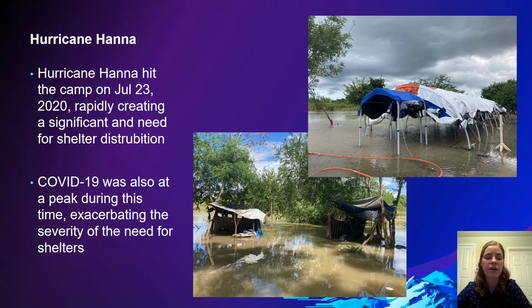A hurricane in a refugee camp during a global pandemic created a significant public health crisis that could be solved with tents. However, the distribution of tents was going to be a challenge due to the severity of the need and the unexpected nature of this event.